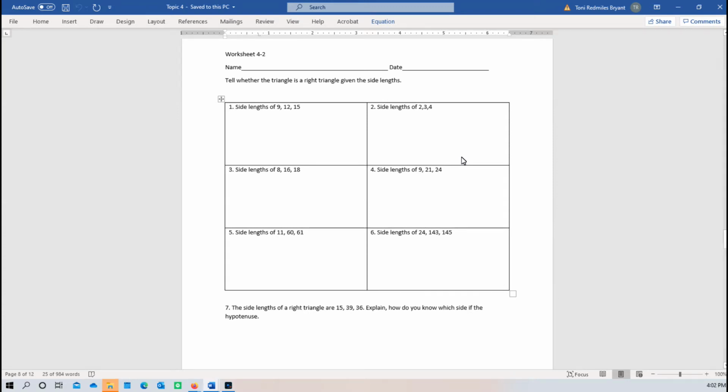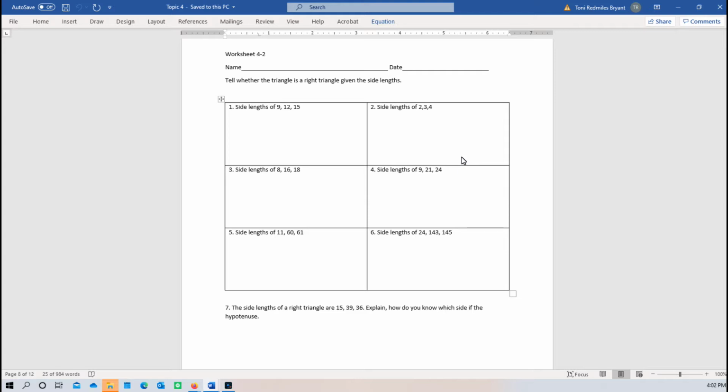This video is for Discovering Algebra 1 Part 3, and it is doing the Pythagorean theorem converse, where we work it backwards to prove that something is a right triangle. So this is worksheet 4-2. So let's get to it.